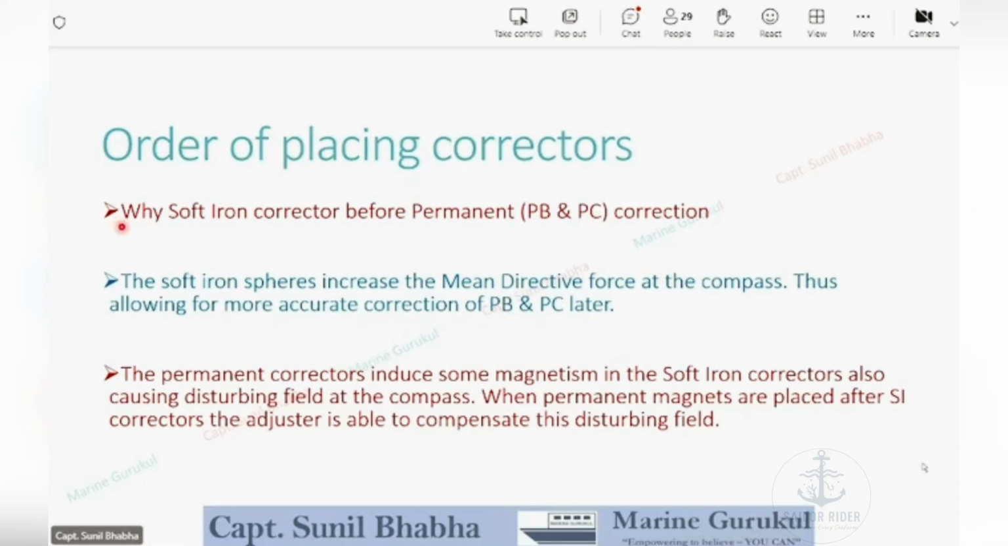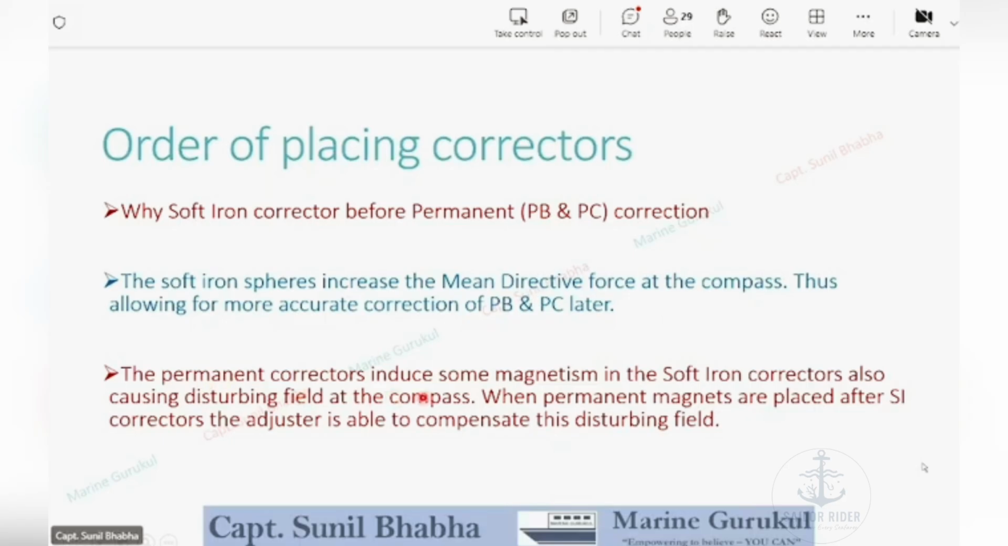Now the third concept, why do we place the soft iron correctors before the permanent correctors, that is permanent B and permanent C? The soft iron spheres increase the mean directive force at the compass location, thus allowing for a more accurate correction of permanent B and permanent C later on. As the spheres are placed, the mean directive force at the compass location increases. This increase in the mean directive force results in reduction of the deviation because of any coefficient. So this gives us a more accurate correction for permanent B and permanent C.